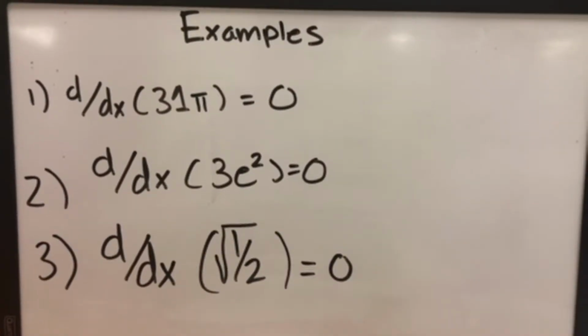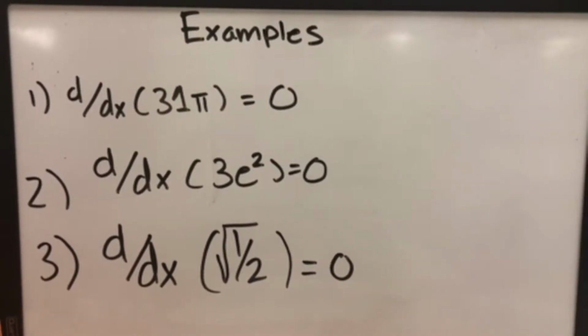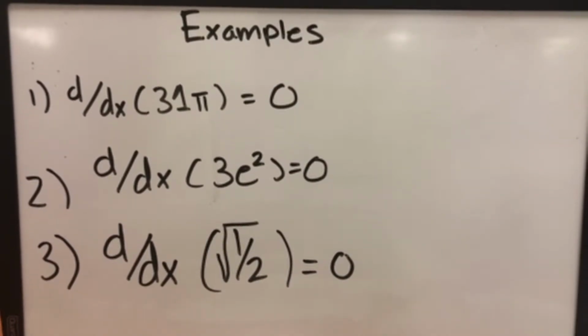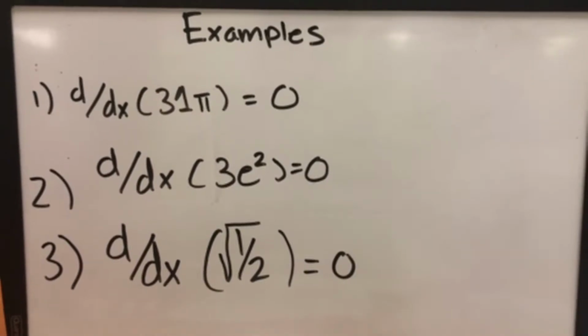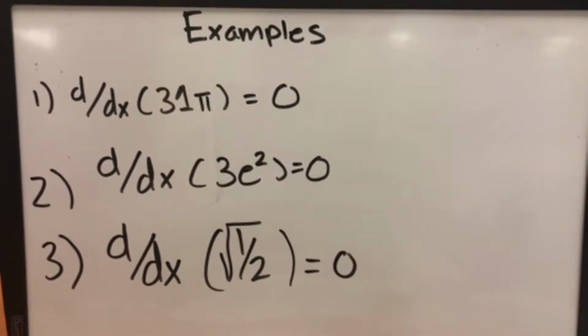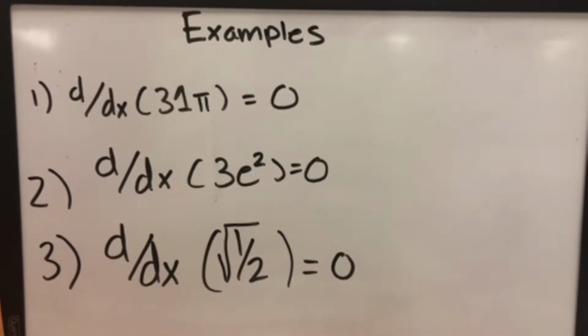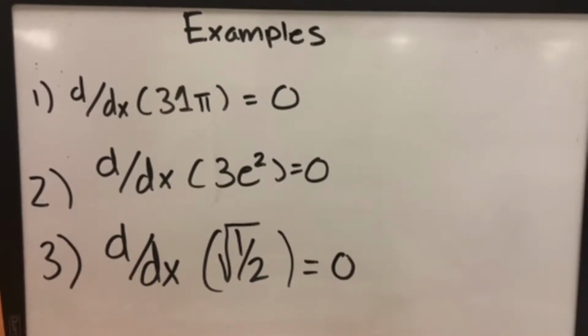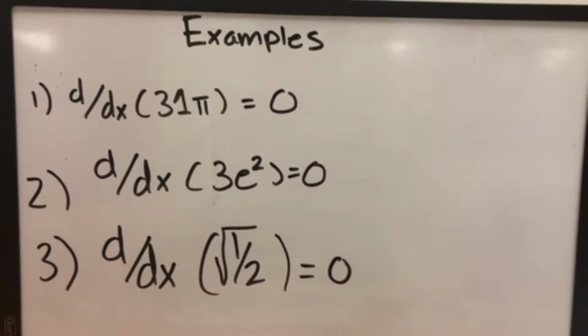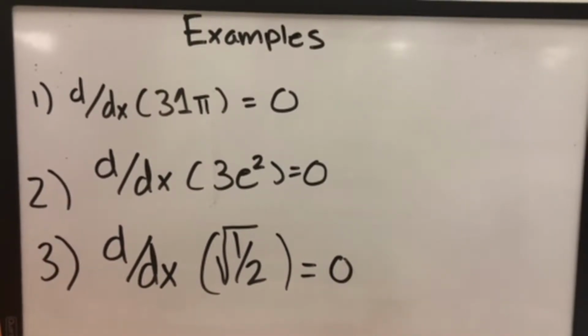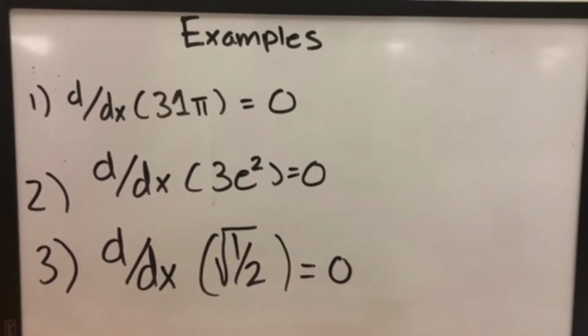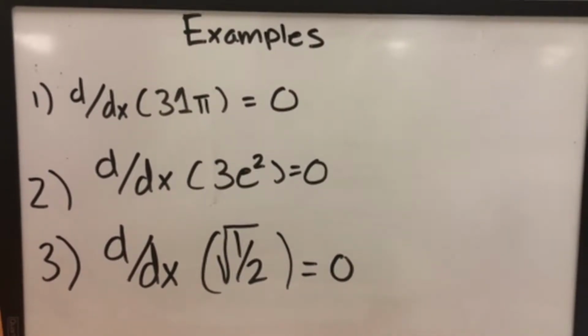Now we have examples of constants. We have the derivative of 31 pi equals 0, the derivative of 3e squared equals 0, and the derivative of square root of 1/2 equals 0. Due to that, pi and e are not variables and they're also numerical. These are considered constants. That is why we have them equal to 0. Even though you're multiplying them, it still equals 0 given that it's a constant and not a variable.